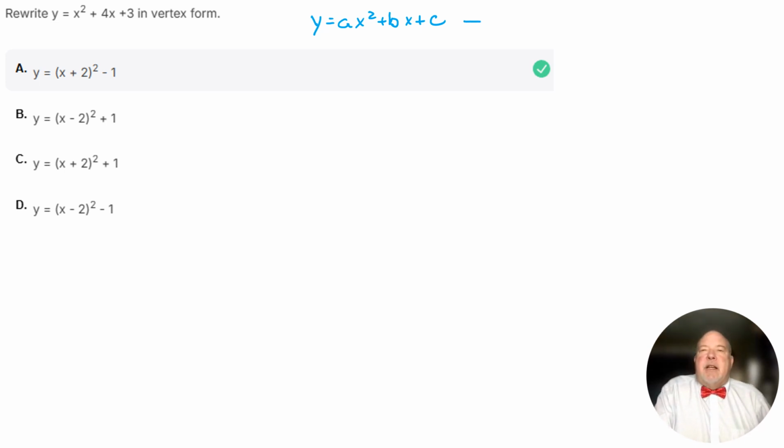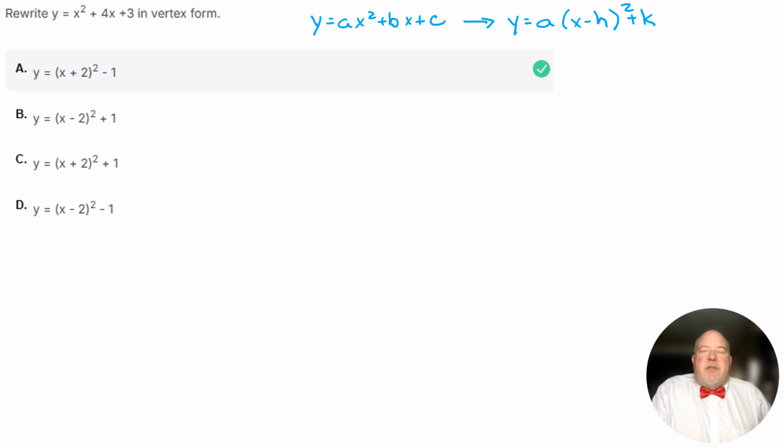They want us to change that into vertex form, and vertex form looks like this. y equals a times (x minus h) squared plus k. The reason you want to do this is because vertex form can be easier to graph in, and so that's why you might want to do this.